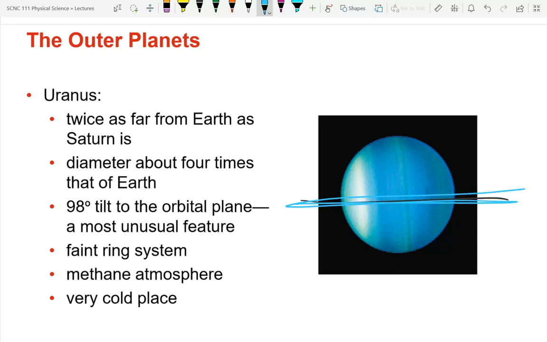It's tilted so that its axis of rotation is 98 degrees to the orbital plane. Now remember, Saturn rotates backward. Or not Saturn, excuse me, Venus. Rotates backward very slowly. Uranus is on its side. It takes Uranus 84 years to orbit the sun.